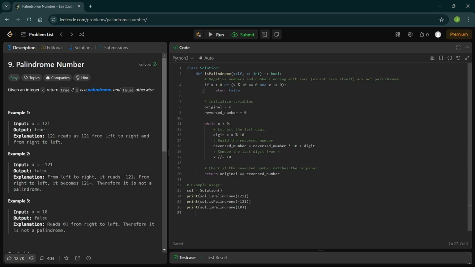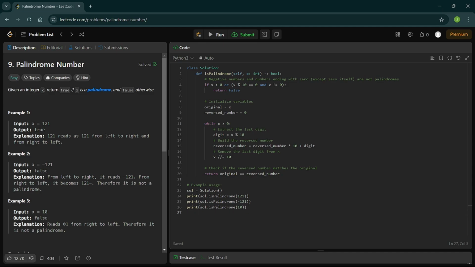From the start, our first condition will be that any number which is less than 0, or which ends with 0, has to be false, obviously. We'll originally initialize it from x. We'll use a while loop where we'll extract the last digit. We use x modulo 10 to get the last digit of x.